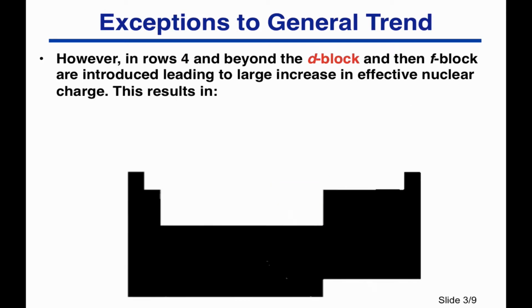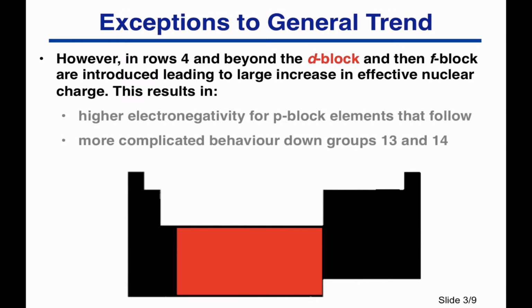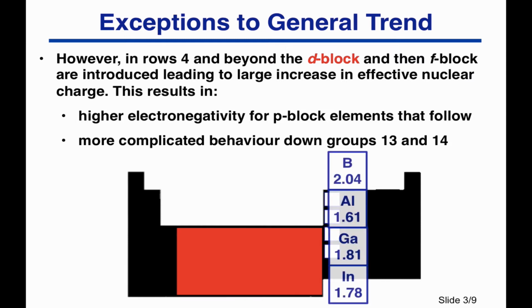But there are some exceptions to these general trends. When we get down to row 4, we introduce the D block, the transition metals, and then later on the F block. So when we move across row 4, we're introducing a lot of extra elements. These extra elements mean extra nuclear charge, and this results in higher electronegativity for the elements that follow than we might have predicted, and more complicated behaviour, particularly for groups 13 and 14. So for group 13, the general trend of decreasing electronegativity we see between boron and aluminium, but there's actually higher electronegativity for the next element, gallium, because of all that extra increase in effective nuclear charge that the transition metals have introduced.